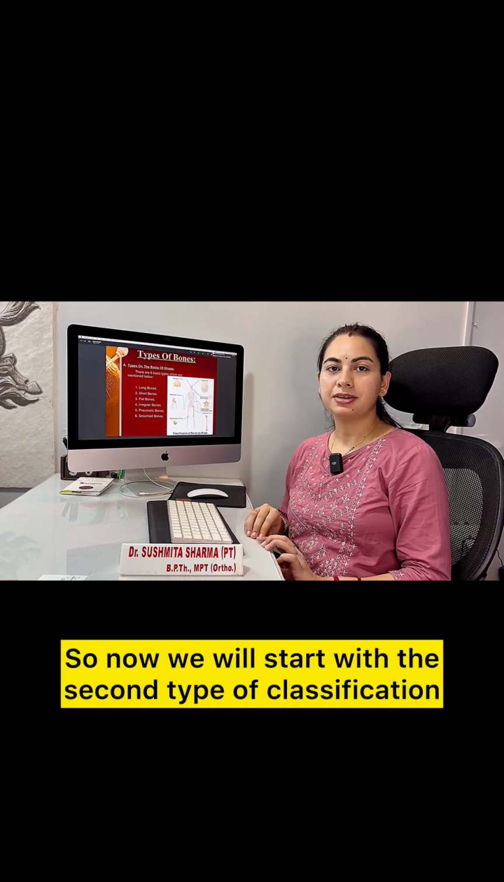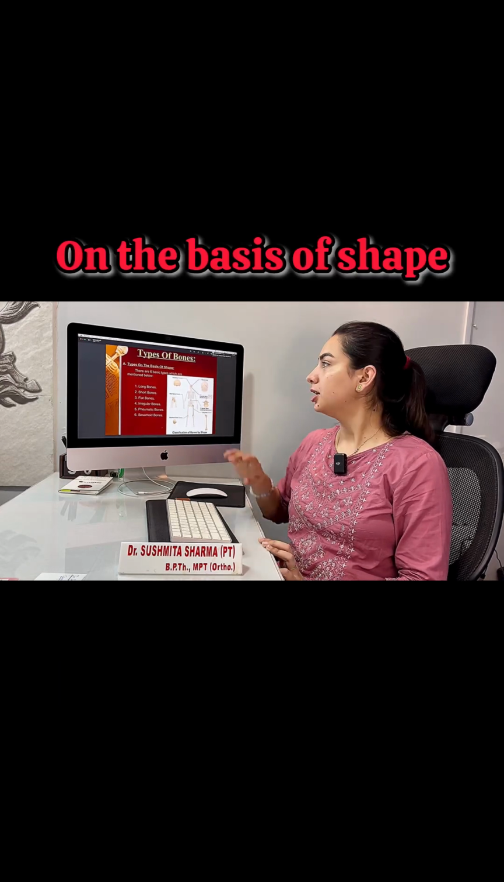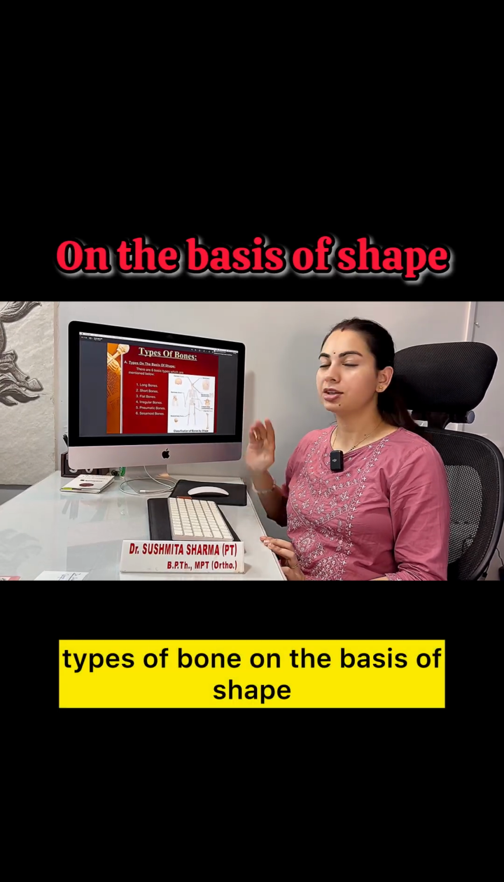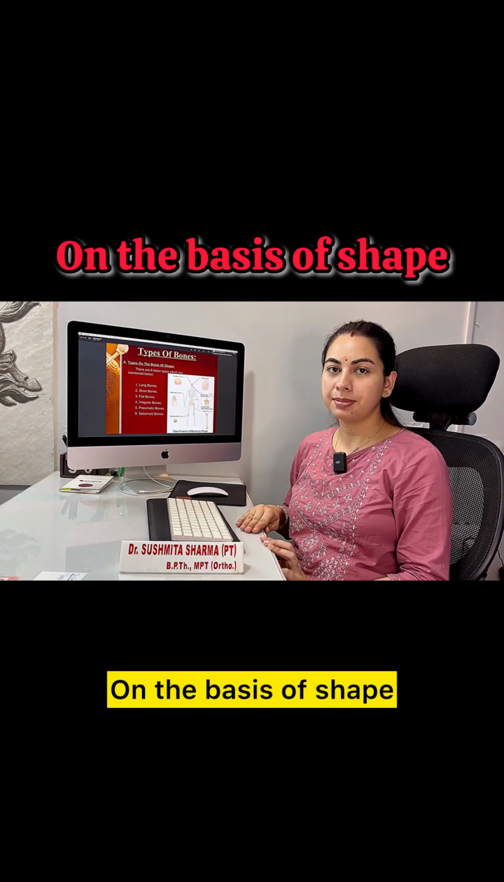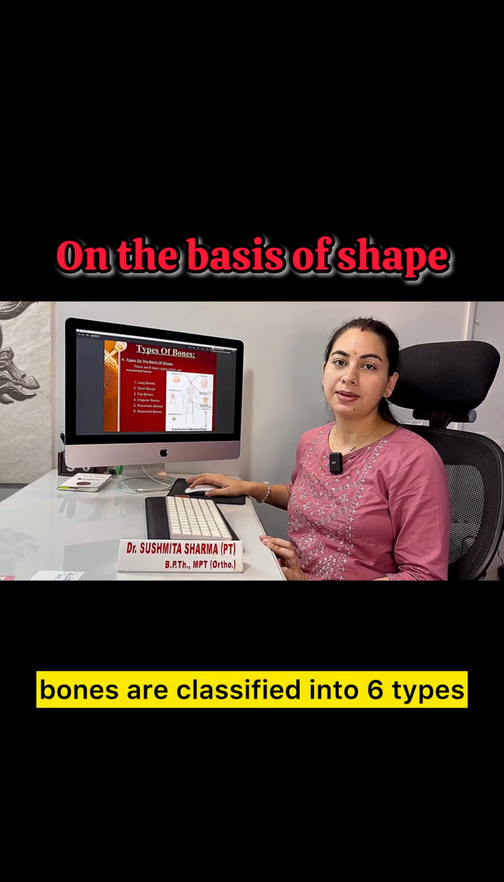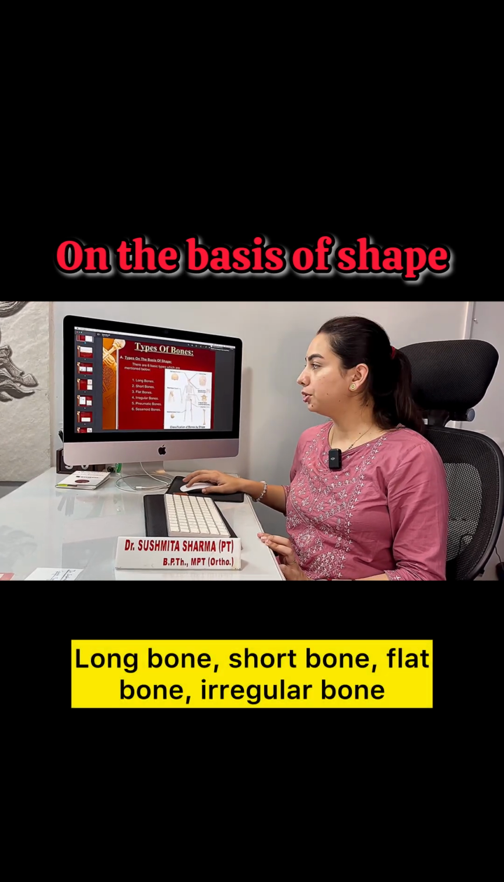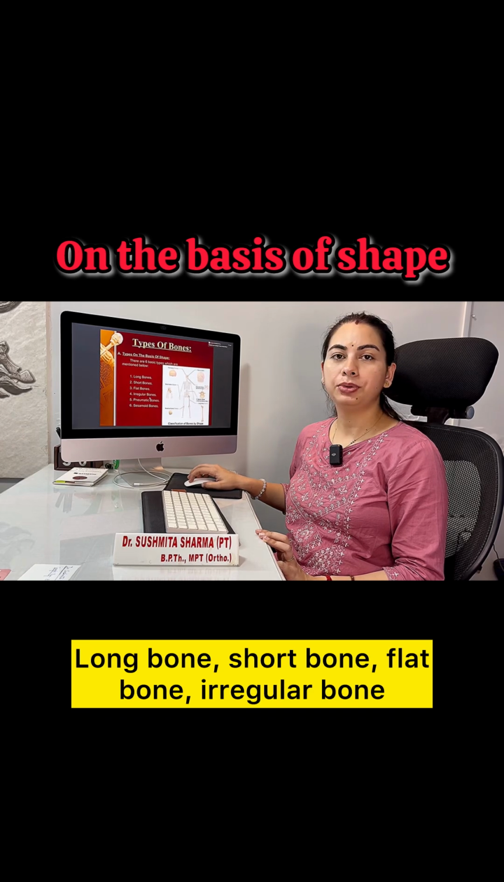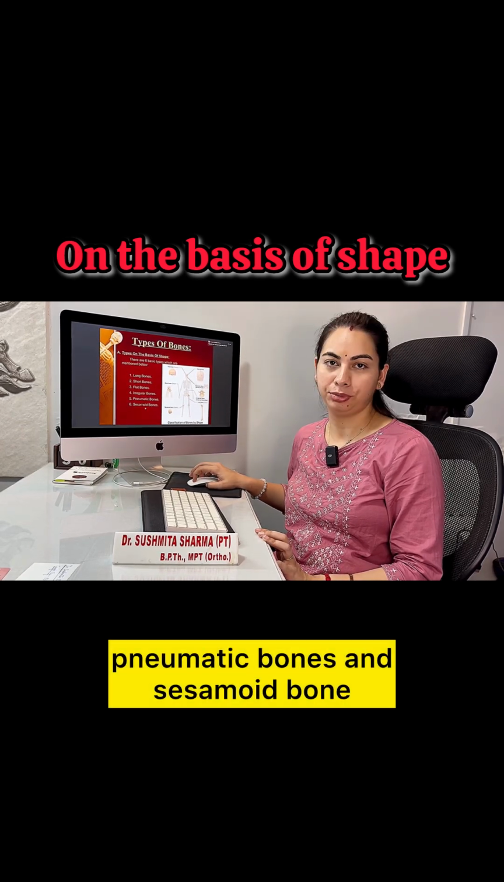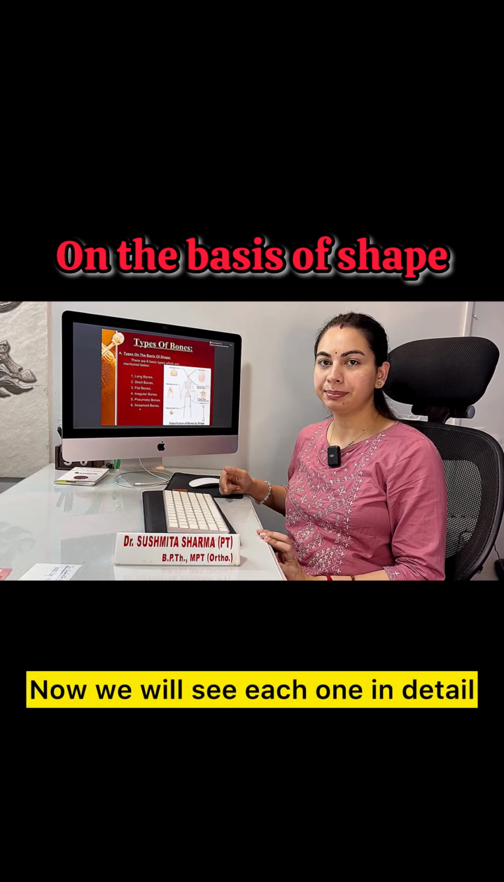So now we'll start with the second type of classification, types of bone on the basis of shape. On the basis of shape, bones are classified into 6 types: long bone, short bone, flat bone, irregular bone, pneumatic bone and sesamoid bone. अभी हम एक एक को डिटेल में देखेंगे.